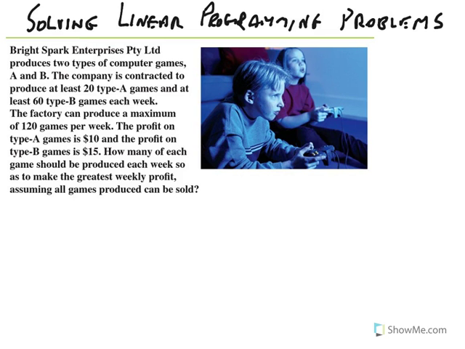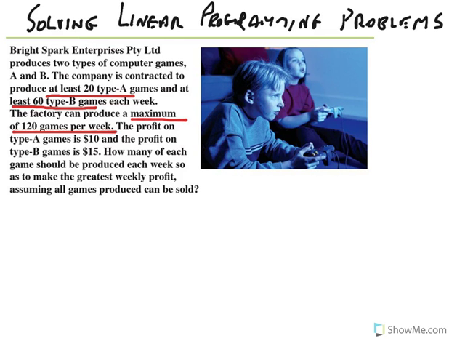So let's have a look at a few things. We've got to turn these words into some numbers. There's two things here: there's production and then there's your profit. So what are your restrictions? Your restrictions is your production. Your profit is then the thing you're trying to maximise, obviously. Okay, so let's have a look at our restrictions. You've got to have at least 20 A games and at least 60 B games, and you can produce a maximum of 120 per week. So there are our three restrictions.